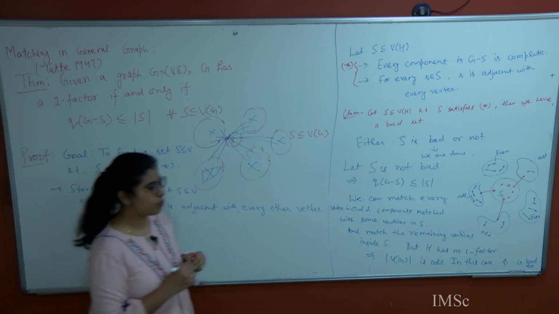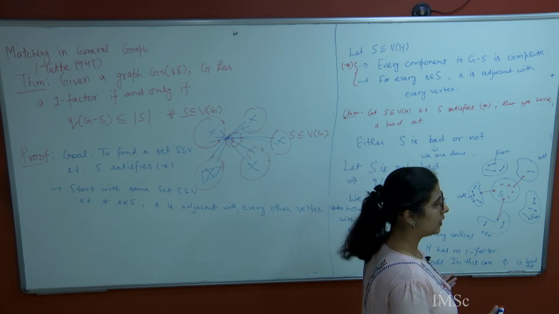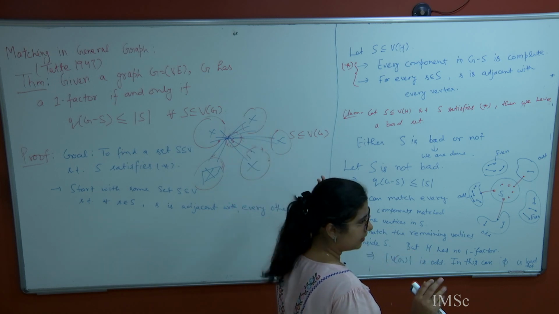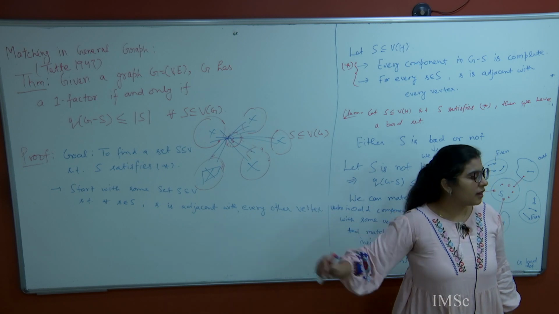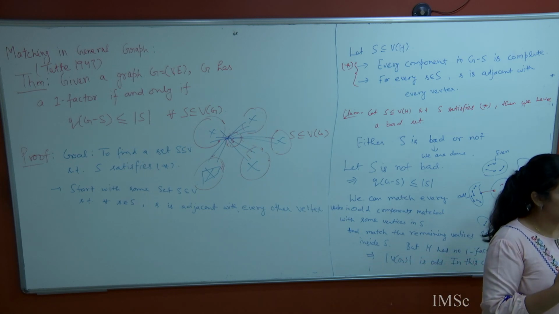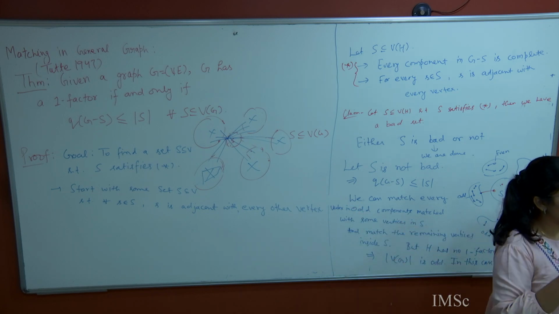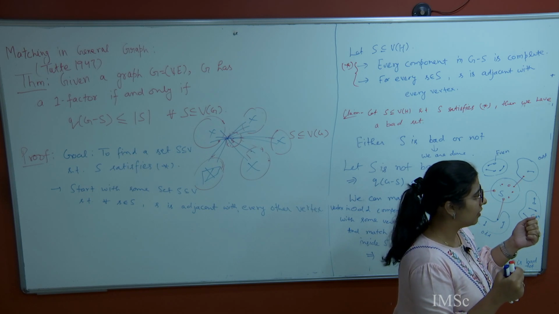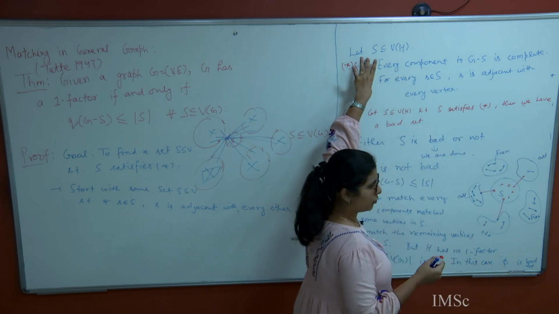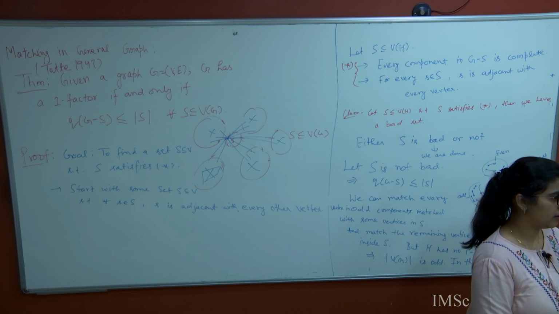When you put this set to be a bad set, I think I missed something. We started with: suppose your graph has no one factor, that means there exists some set which fails Tutte's condition. I am calling that set, which fails Tutte's condition, a bad set. So now my goal is to find a bad set. I have changed my goal: I want to find a set which satisfies a certain property, and if I am able to find such a set, then I can give you a bad set.